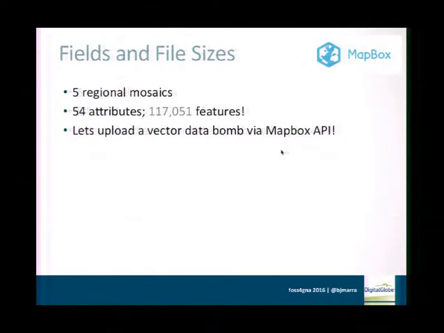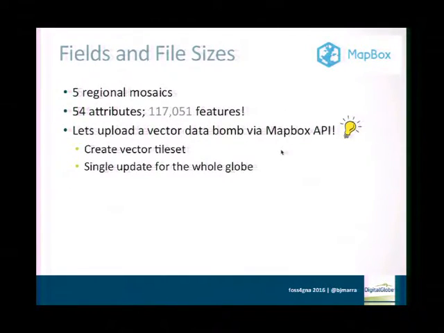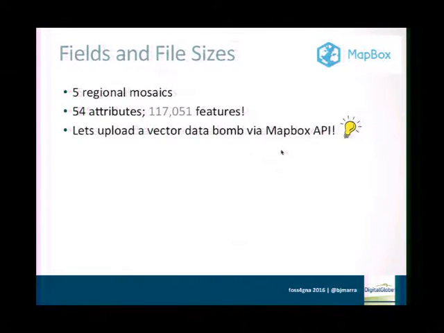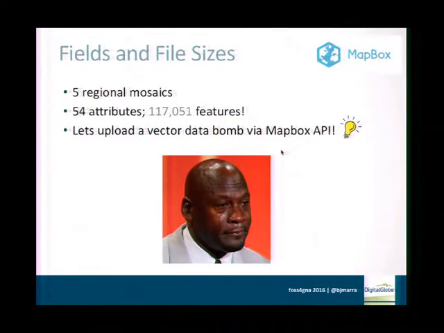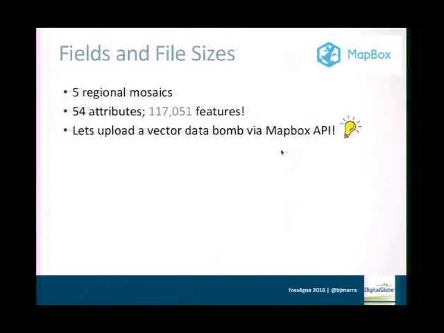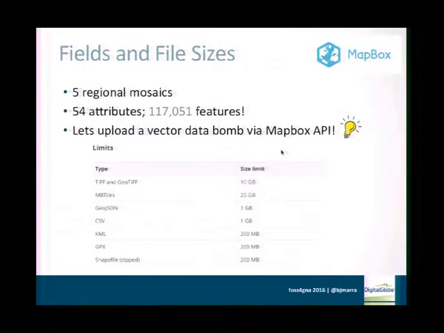Well, at the same time, someone else had a bright idea. Let's just send a vector data bomb up to Mapbox. Let's see if they can handle it. Create a vector tile set. It'd be awesome. Single update for the entire globe, right? This is not Mapbox's fault, right? It's just that, and it makes sense with vector tiles, 260 megabytes is the data limit, and you start getting into maximum tile sizes at maximum resolution. It's just simply not possible. It's not a matter of not being able to do it.